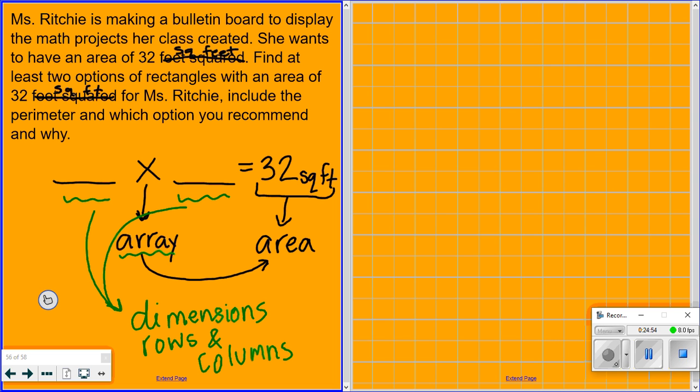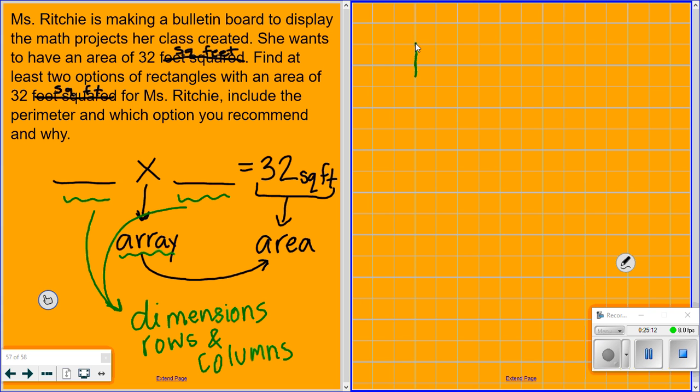Who rose to the challenge? Who figured it out? Love it. Will, what were your dimensions? 4 by 8. A 4 by 8. Let's see. 1, 2, 3, 4, 5, 6, 7, 8. 1, 2, 3, 4. I know that 4 groups of 8 is equal to 32. 4 by 8 will work.